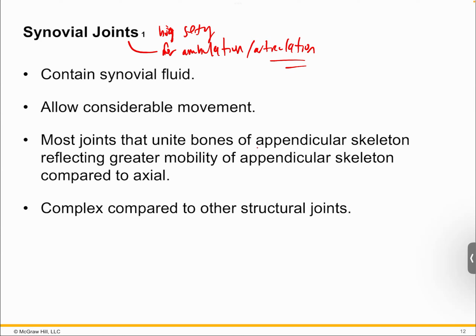And a lot of it is associated with our appendicular skeleton. A lot of those fibrous joints are axial in nature, sutures and things like that, and a lot of these synovial joints are appendicular. So they're associated with movement and ambulation.